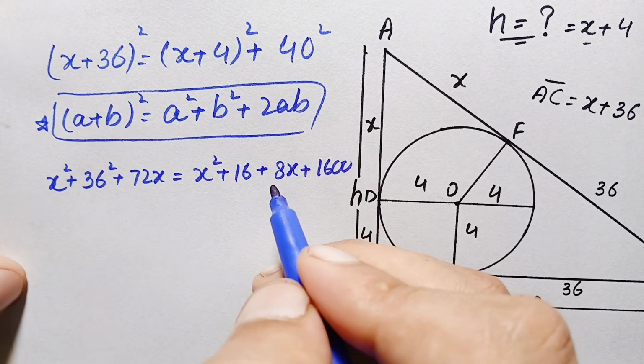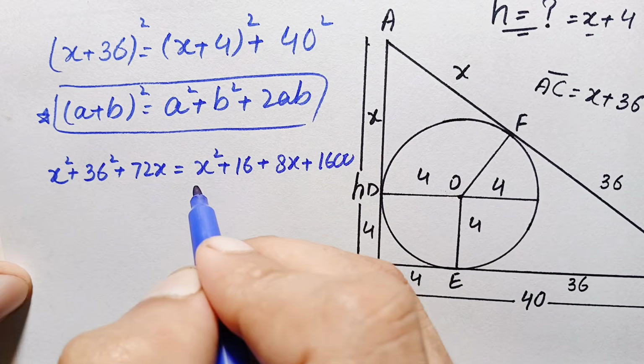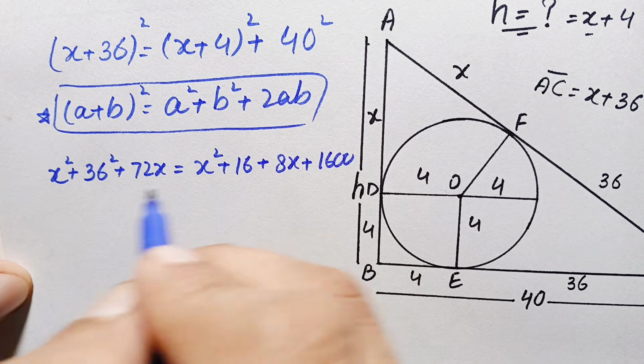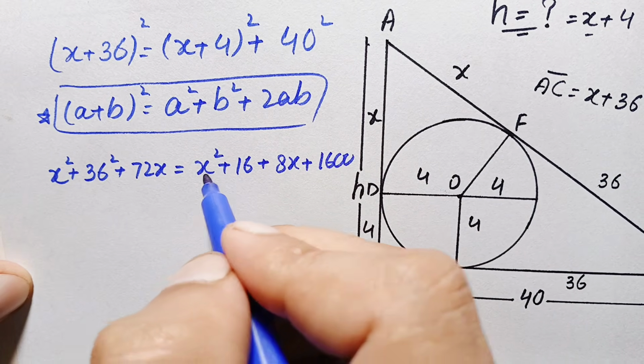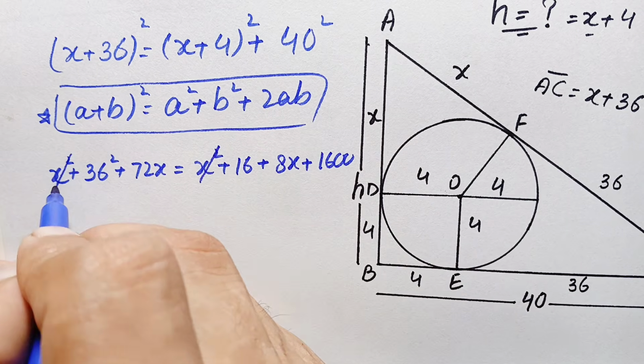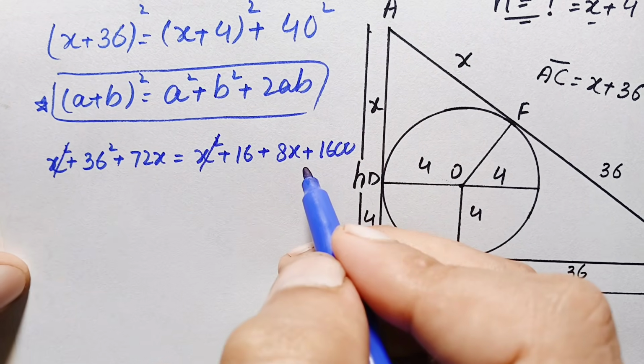Now let's further simplify this equation. There is x square on the left hand side and positive x square on the right hand side. So by subtracting x square from both sides, they will cancel with each other. Let's further simplify this equation.